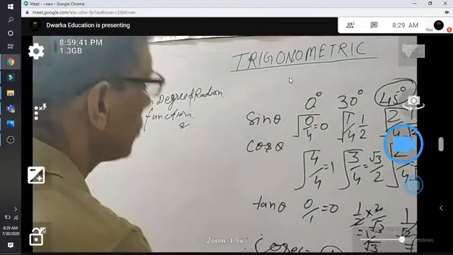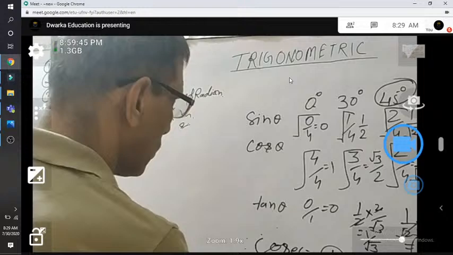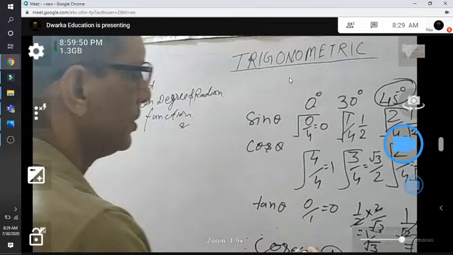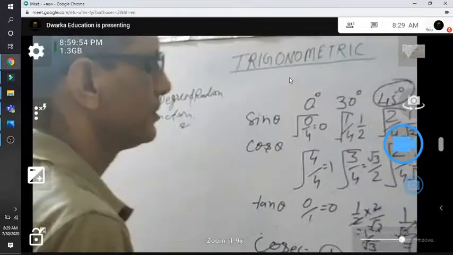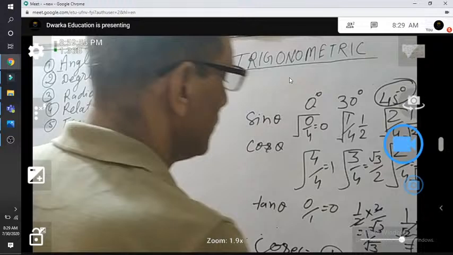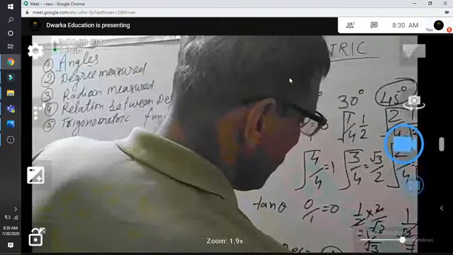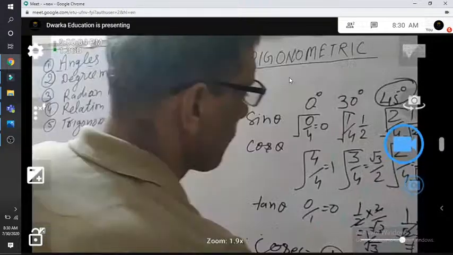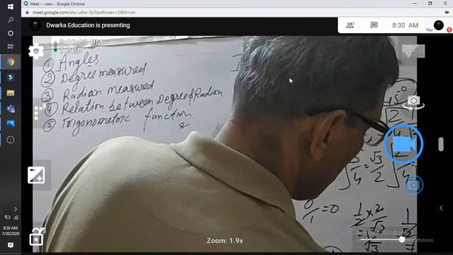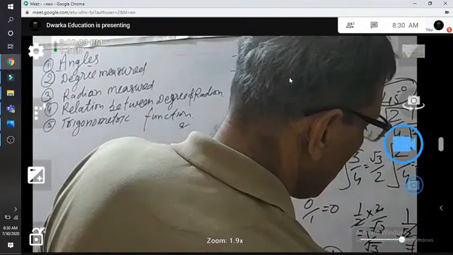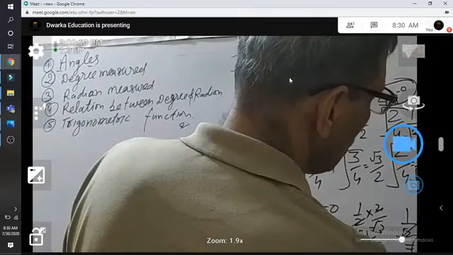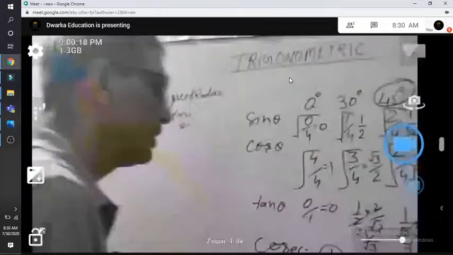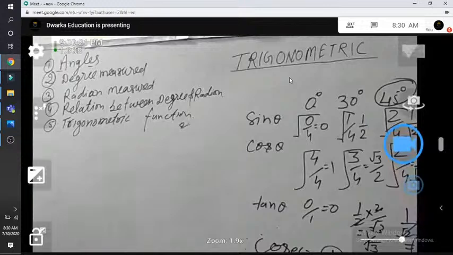We find the value of cot theta. It is equal to infinity, not defined, then root 3, then 1, then 1 by root 3, and 0. These are the values of these six trigonometric ratios at different angles.